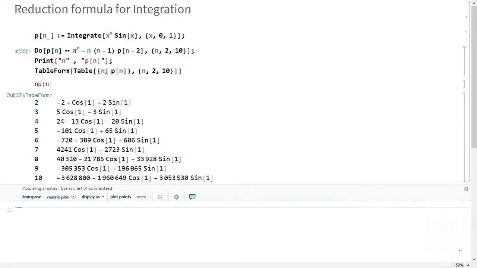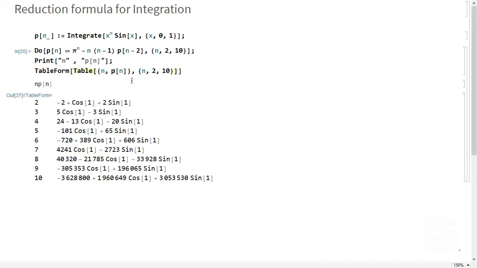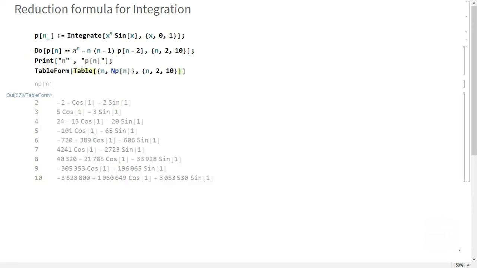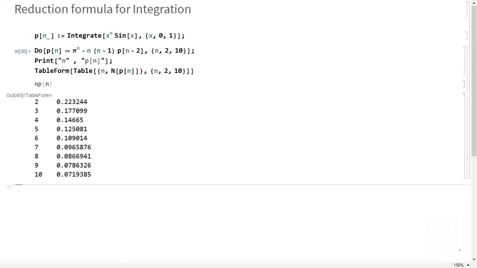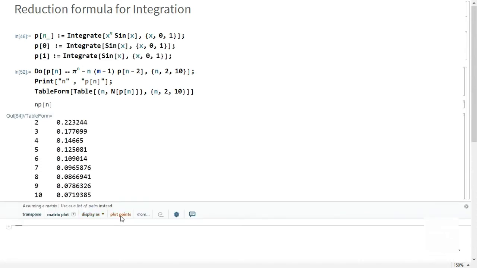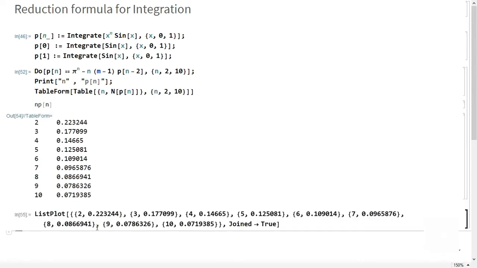So instead of using this table over here, you just type N, that is, the numerical values, and you just run it again. It will take a bit of time. Again it's running, but you can see that the numerical values are quite nice, right? And then you can even go on and take the suggestion, for example ListPlot.